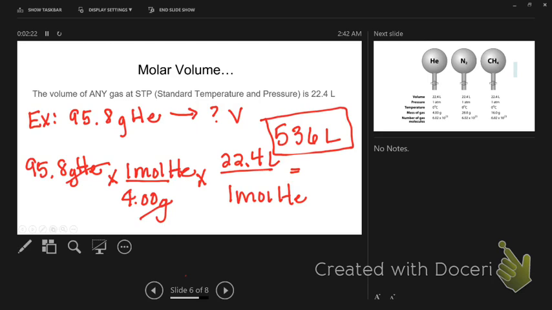Now, always ask yourself, does that seem logical? Well, if you have 95.8 grams, you know that a mole of helium has a mass of 4, okay? So does that seem logical that if we had that large of a quantity that we would have 536 liters? Yeah. I mean, that's a pretty large number of moles, okay? And so, yeah, that would take up a lot of space, all right? Super, super easy. Volume problems are always the simplest, okay?